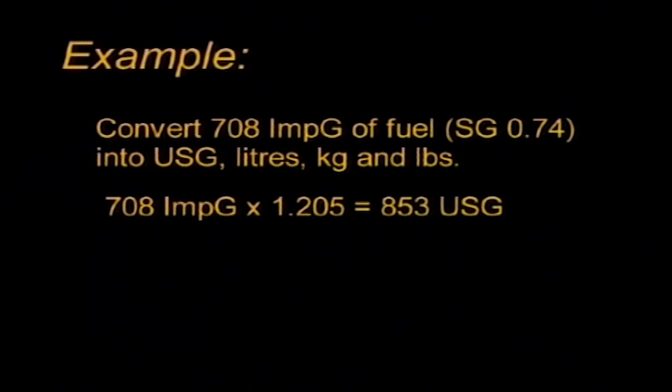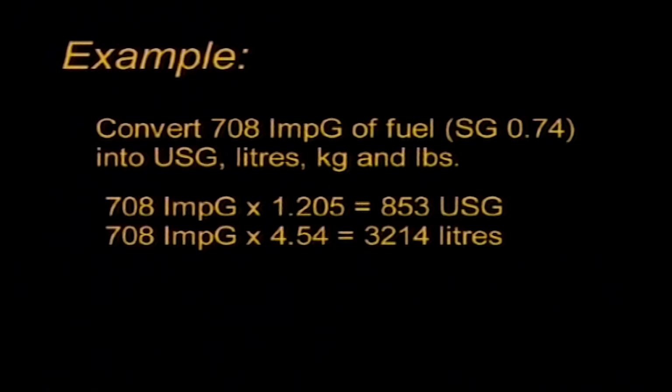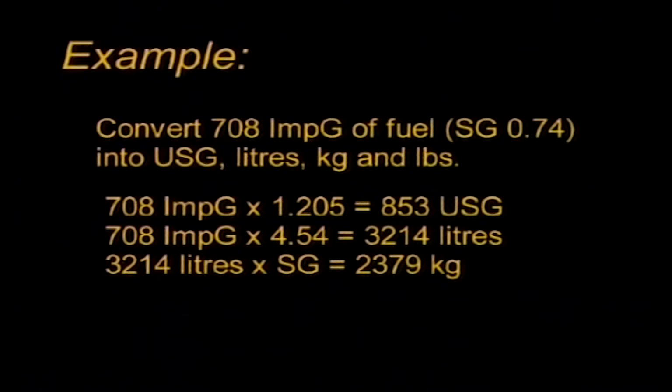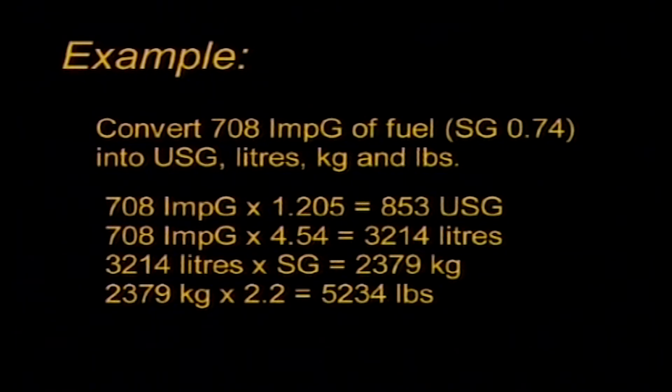Convert 708 imperial gallons of fuel with specific gravity of 0.74 into USG, litres, kilograms and pounds. 708 imperial gallons multiplied by 1.205 equals 853 USG. 708 imperial gallons multiplied by 4.54 equals 3214 litres. 3214 litres multiplied by a specific gravity of 0.74 equals 2379 kilograms. And 2379 kilograms multiplied by 2.2 equals 5234 pounds.